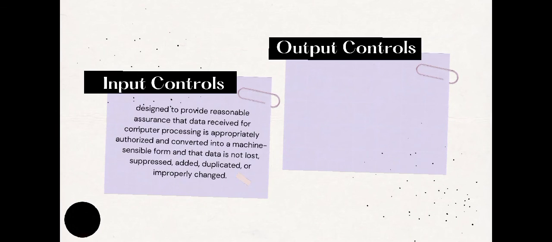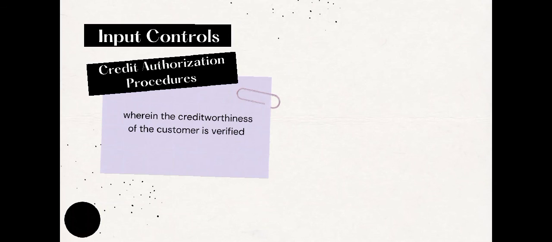Next is controls, which are generally divided into input controls and output controls. So first are the input controls, which are designed to provide reasonable assurance that data received for computer processing is appropriately authorized and converted into a machine-sensible form. The following are input controls related to the revenue cycle. First is the credit authorization procedures. The credit transactions with those customers who the credit manager concludes to have fallen short of the management's credit policy shall not be processed further.